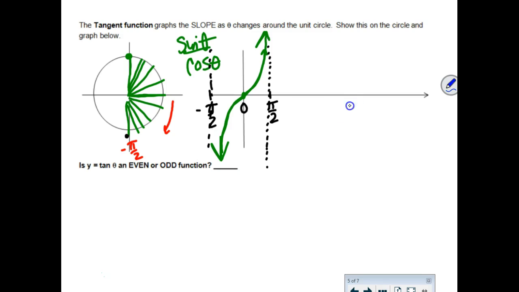Oh, by the way, tangent. Do you feel like this is an even or an odd function? It is odd. Very good. Again, we have symmetry of the origin.